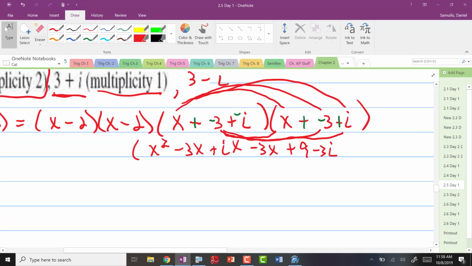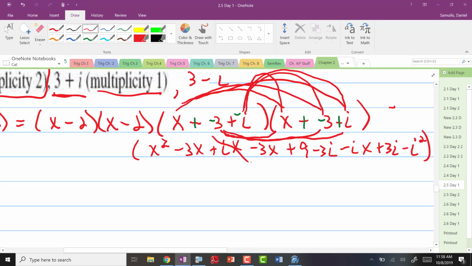You know what? I'm going to draw these lines above. Minus ix. Minus minus, so that's plus 3i. Everything with an i is going to go away. Well, that's a lie, but this becomes negative i squared. Minus i squared. All right, and then ix and negative ix.